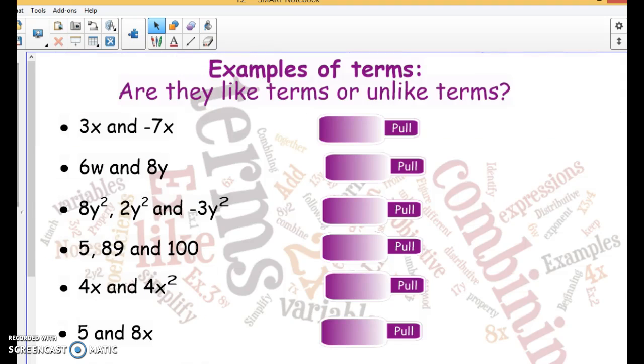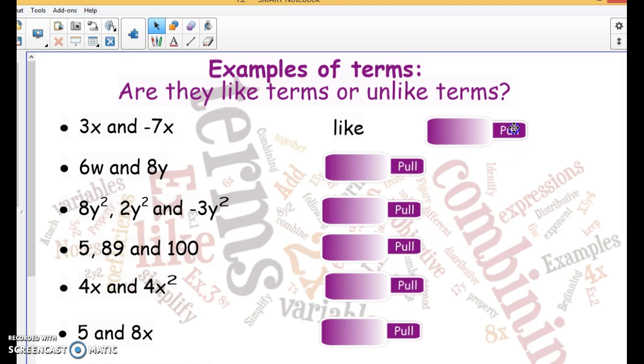Then we get on to some other examples. So our like terms, and remember we did this in 6th grade. So remember we can only add something if they are exactly alike, if they have the same variable. So I have this 3x and negative 7x. Well, they are like terms. I can add them together and get negative 4x.